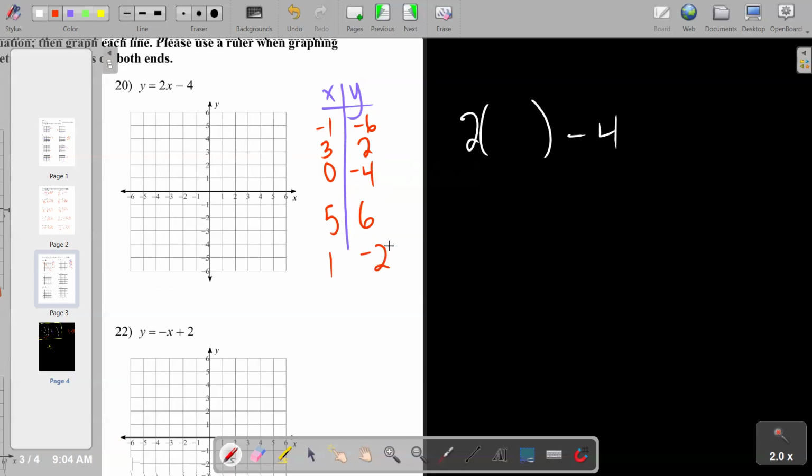Those are all excellent points, okay? You don't need to do 5. Three is usually a good rule of thumb. If you can get three, that's usually pretty safe.